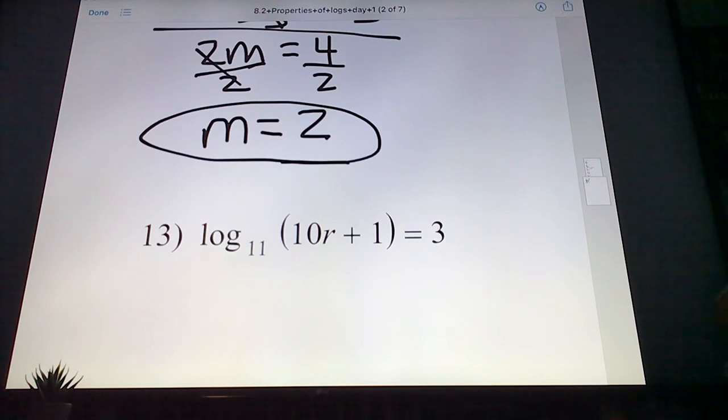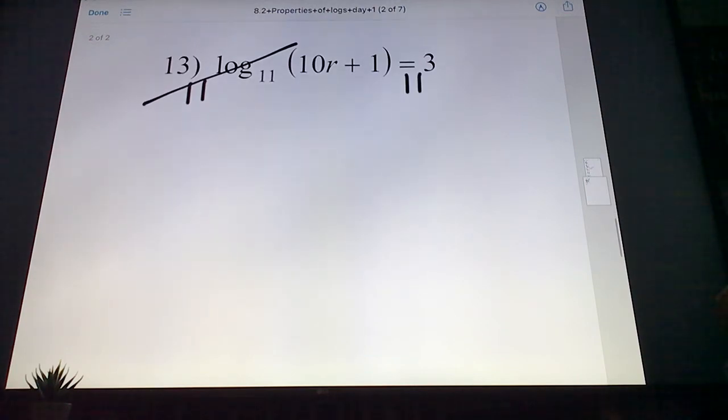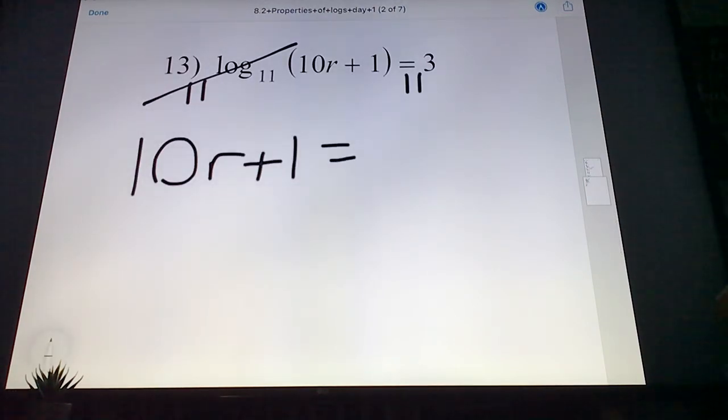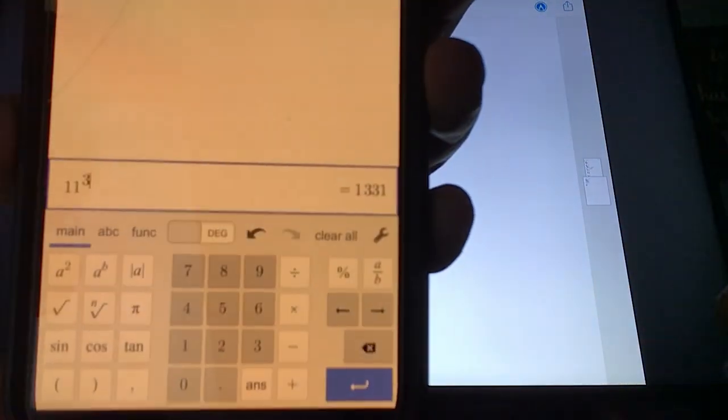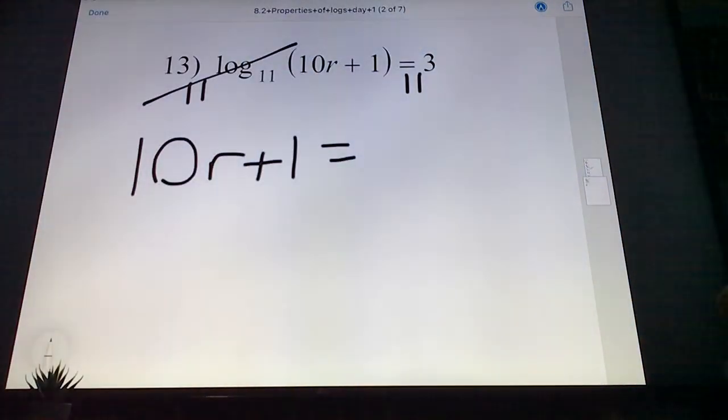Okay, 11. We have a log base of 11, or 13, I'm sorry. A log base of 13, so we're going to say 13 on both sides. So I got 10r plus 1 equals, and I don't know what that is. Okay, some of these are really big, so if you don't know what they are, then just check it on the calculator. So you're going to say 11 to the 3rd power. Okay, and again, I'm just typing those in to see what they are.